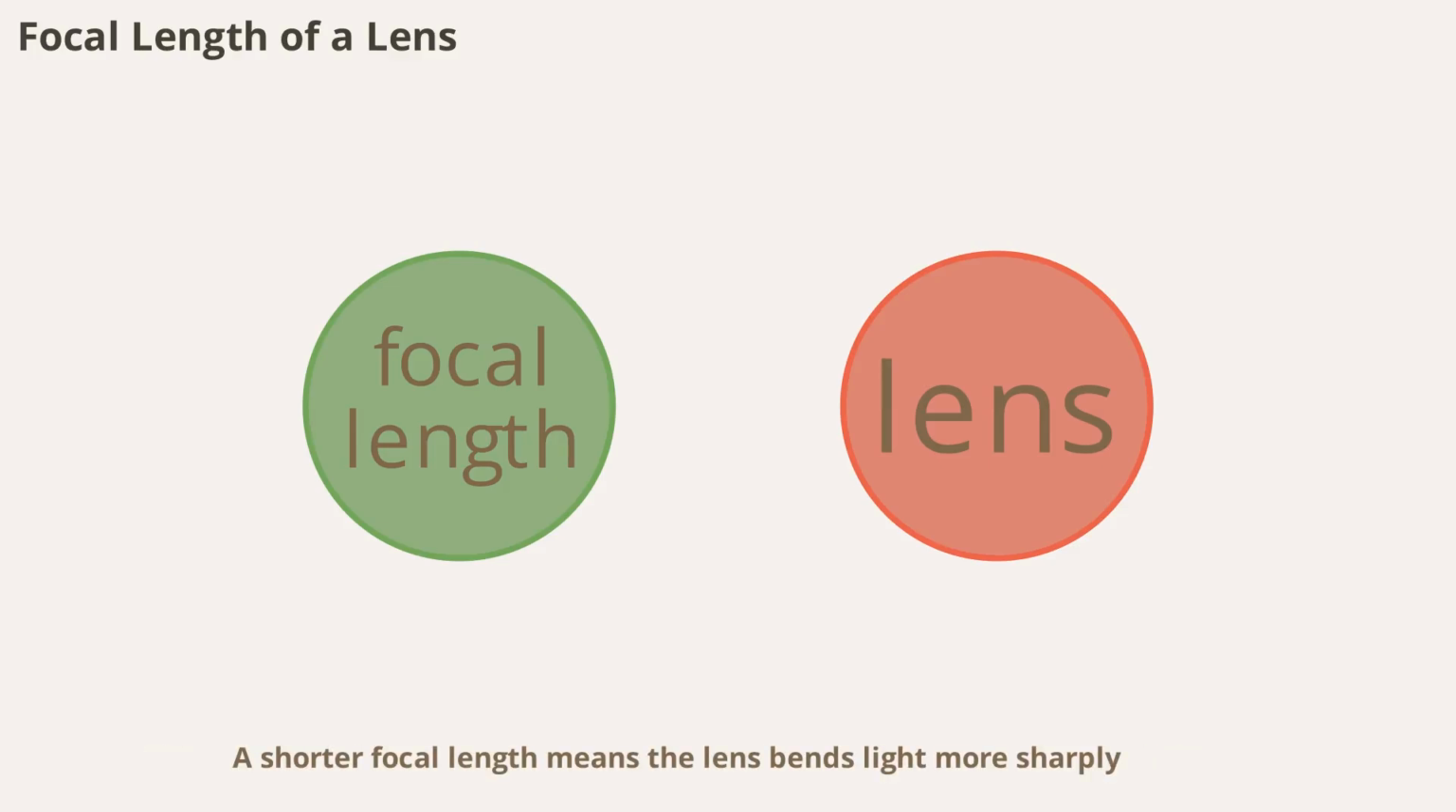A shorter focal length means the lens bends light more sharply, while a longer focal length bends it less. Knowing the focal length is essential in designing cameras, microscopes, and eyeglasses to ensure clear images.